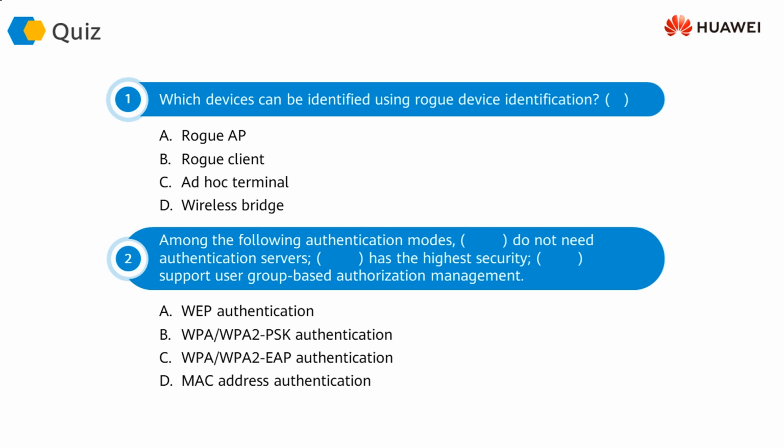Blank three supports user group based authorization management. This is probably a little tricky because towards the end we were a little quick, as we were short on time. So I'll just tell you this one. C and D. With EAP based authentication and with MAC address authentication, you can support or isolate users based on their groups.